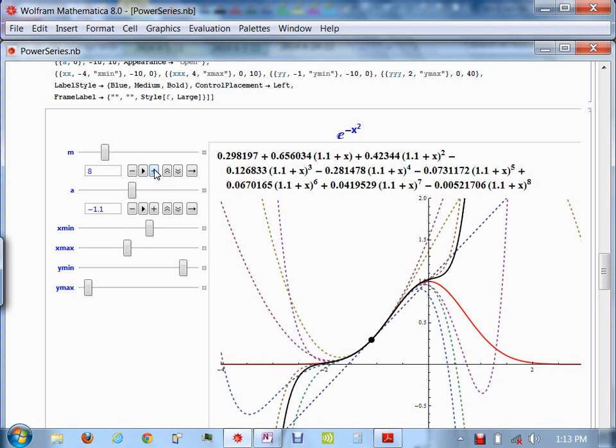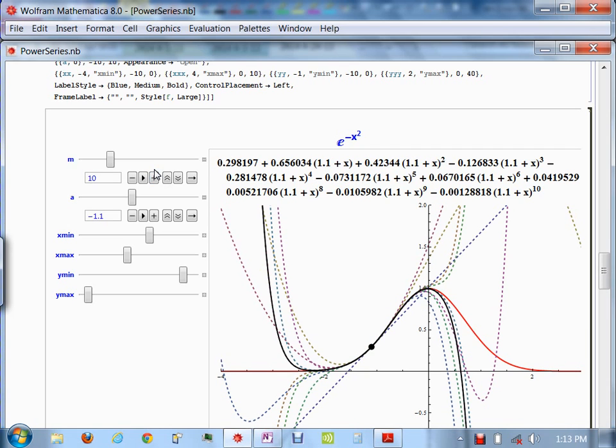See how I'm already pretty much dead on here? Where the other one required a lot more. So as you move a around, if you're focusing on one value of this function, you move your a towards it and you can get to it faster. You can converge to it faster. But of course, it changes all your power series.